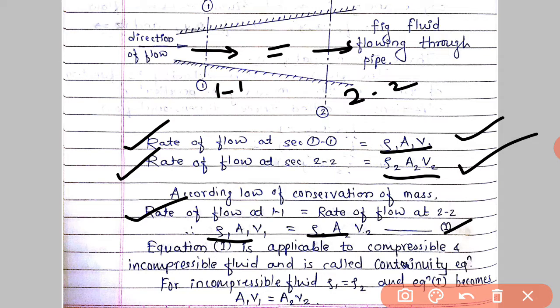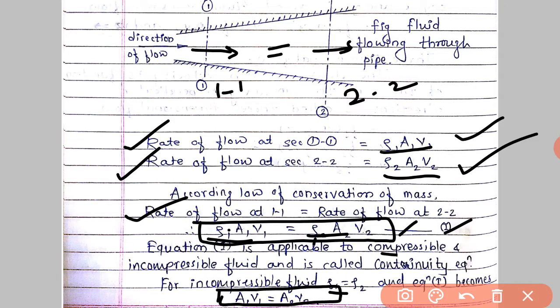This will be our equation, and this equation is applicable to compressible as well as incompressible fluid. For incompressible fluid, rho 1 is equal to rho 2. For incompressible fluid, density will remain constant. So in equation 1, rho 1 and rho 2 get cancelled. So A1 V1 is equal to A2 V2 for incompressible fluid. And for compressible fluid, this will be rho 1 A1 V1 equal to rho 2 A2 V2. This is the simple continuity equation.